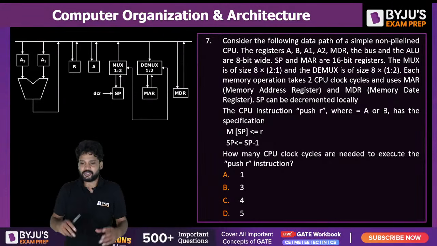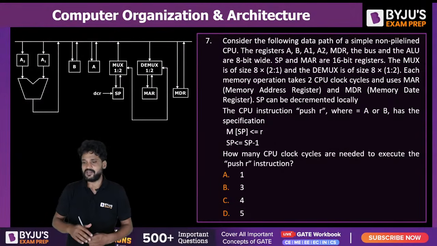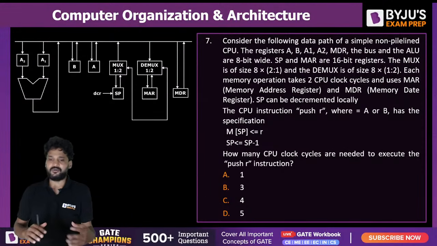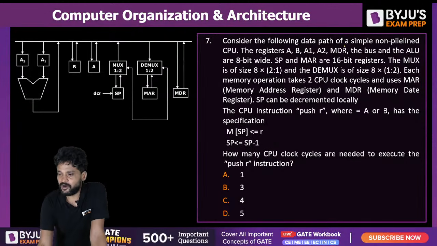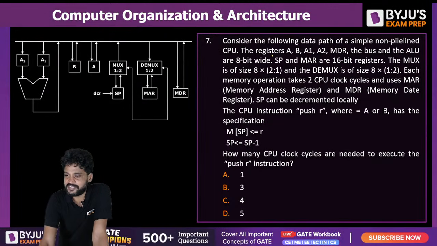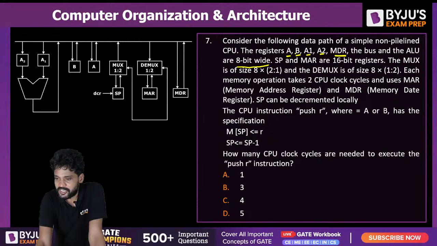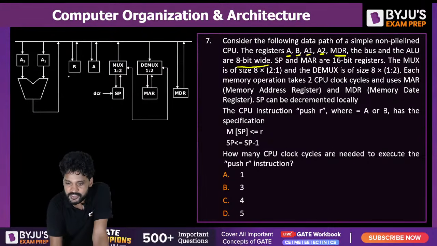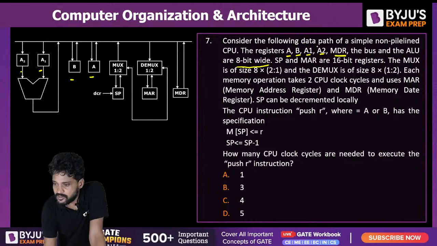The figure shows the design of the ALU, and let us understand how it goes. Consider the following data path of a simple non-pipeline CPU. Registers A, B, A1, A2, MDR. The bus and the ALU are 8-bit wide.